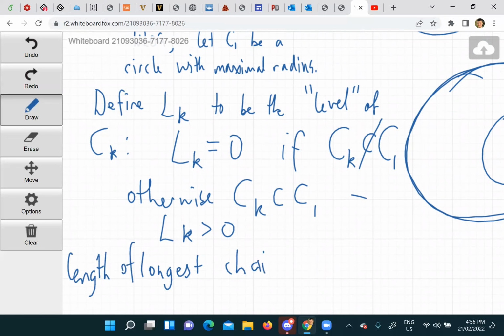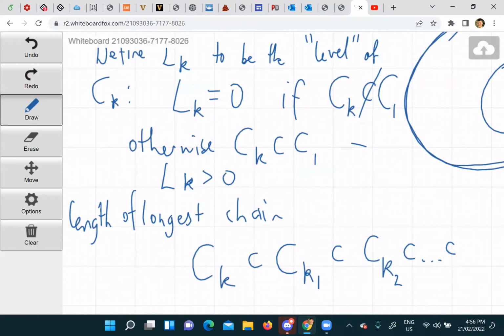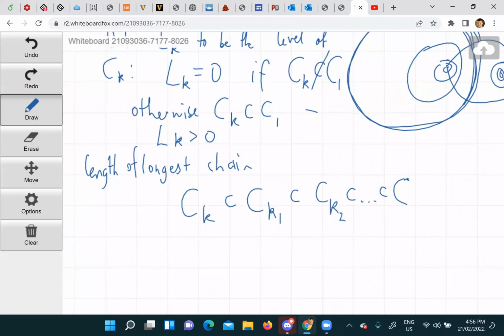Oh wait, there's two. The length of the longest chain: CK, it could be K1, K2, CK2, all the way up to CK. This is an abusive notation right here. Take a staircase. Length L.